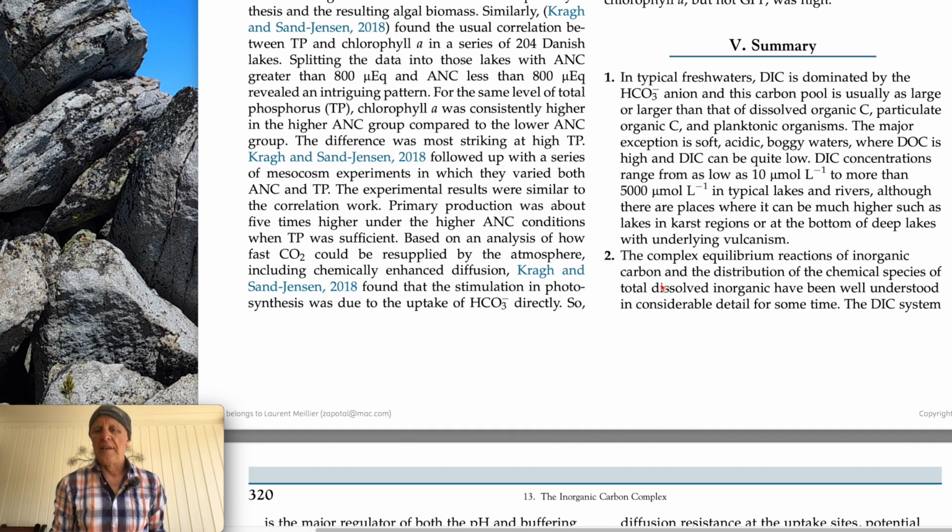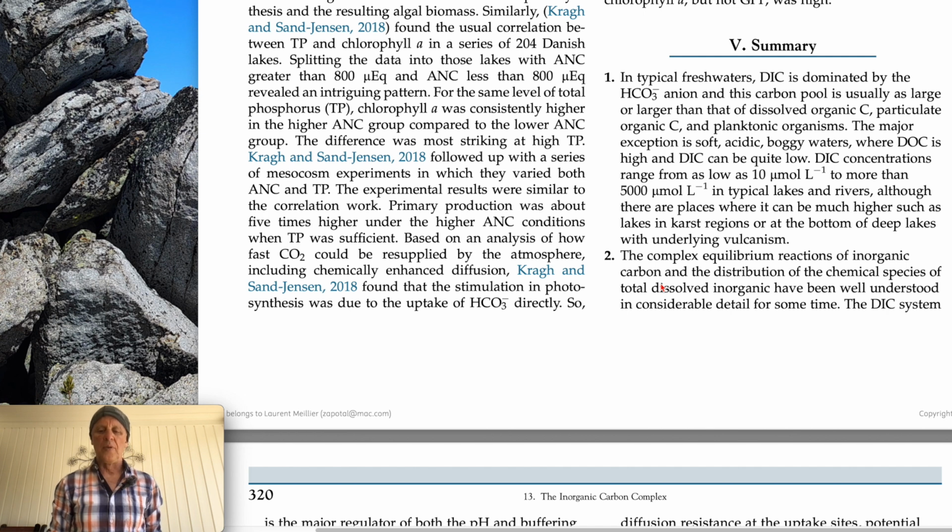In summary, in typical freshwater, DIC is dominated by the bicarbonate anion, and this carbon pool is usually as large or larger than that of dissolved organic carbon, particulate organic carbon, and planktonic organisms. The major exception is soft acidic boggy waters, where DOC is high and DIC can be quite low. DIC concentration ranges from as low as 10 micromoles per liter to more than 5,000 micromoles per liter in typical lakes and rivers, although there are places where it can be much higher, such as lakes in the karst regions or at the bottom of deep lakes with underlying volcanism.